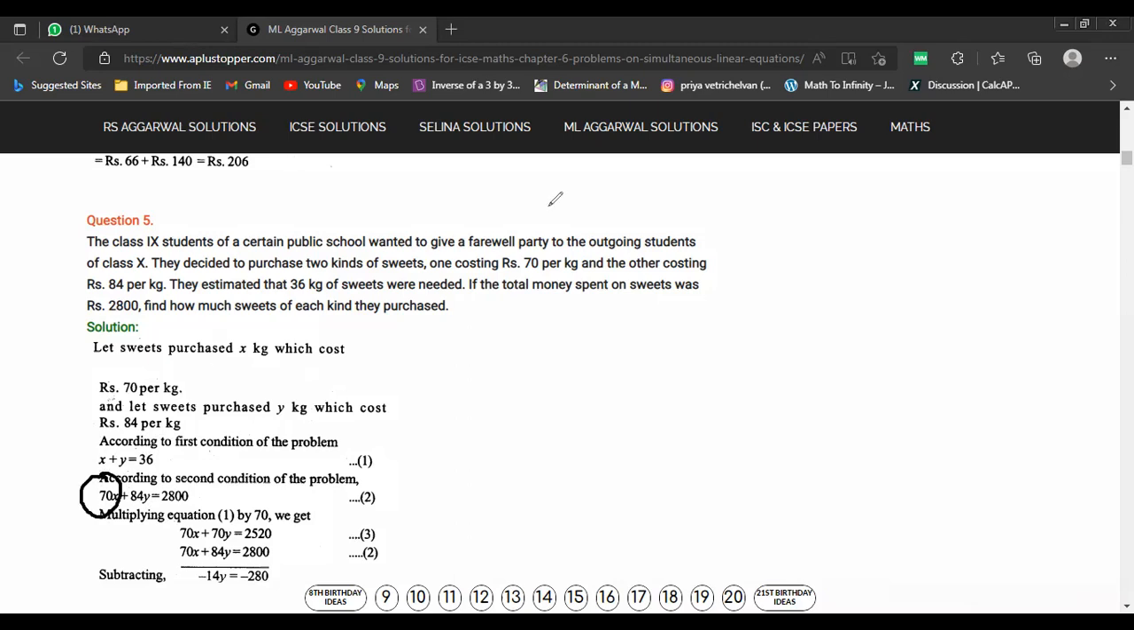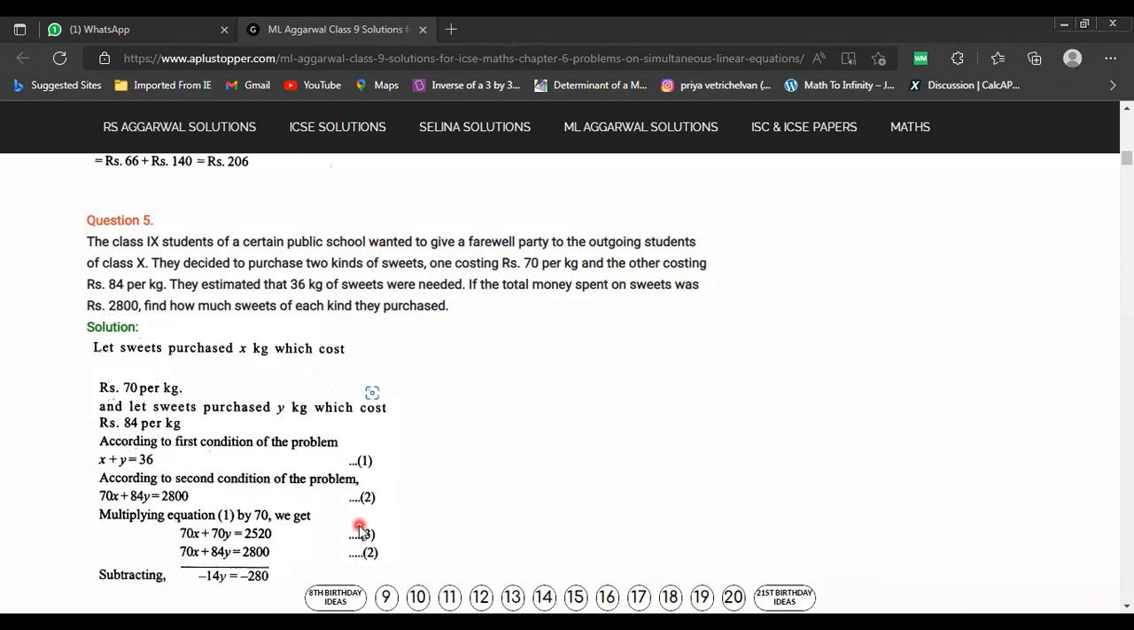And here we just have to include the cost as well. So 70 per kg, and X is in kg, so you just have to multiply 70 with that. For one costing rupees 70 per kg, you're assuming one type of sweet as X, so it's going to be 70 into X. The next one is 84 per kg, so that is going to be 84Y. Can you follow this? We are just including the cost of both. So you just have to equate to the total amount, which is 2,800. So this is going to be equation 2.